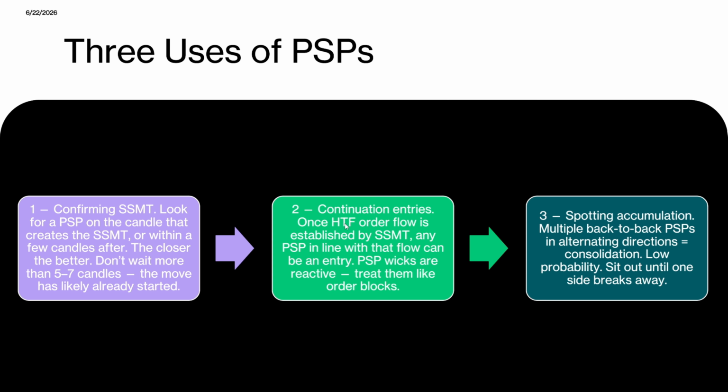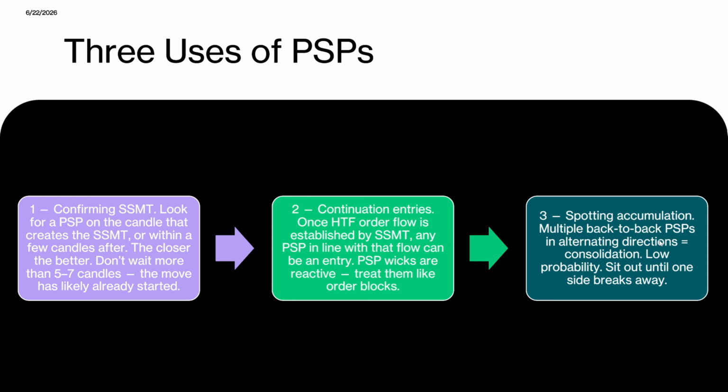Second, continuation entries. Once higher time frame order flow is established by sequential SMT, any PSP in line with that flow can be an entry. PSP wicks are reactive. Treat them like an order block. Whenever we form the PSP on a swing, let's say high or low, whenever we tap into it, that is a good long. Why? Because that is also our true order block, or that could be.